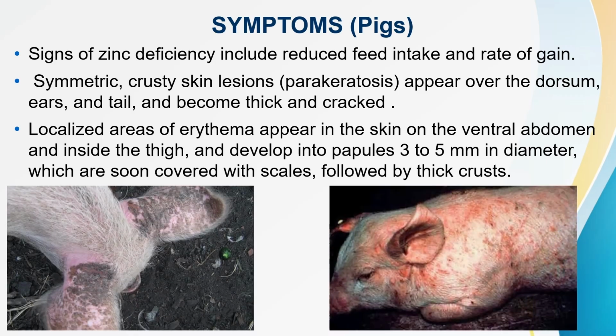Signs of zinc deficiency include reduced feed intake and rate of gain. Symmetric, crusty skin lesions, parakeratosis, appear over the dorsum, ears, and tail, and become thick and fissured. Localized areas of erythema appear in the skin on the ventral abdomen and inside the thigh, and develop into papules 3 to 5 mm in diameter, which are soon covered with scales, followed by thick crusts.